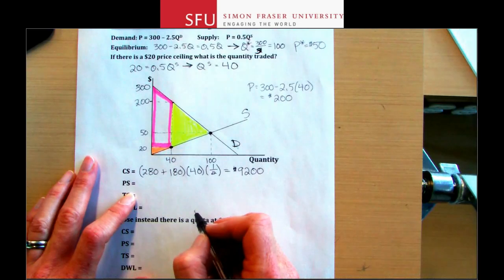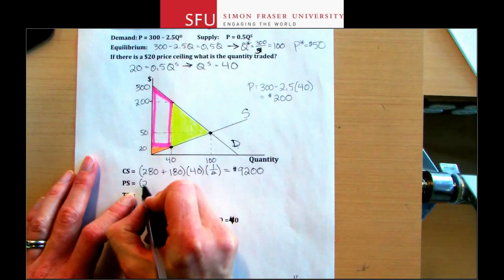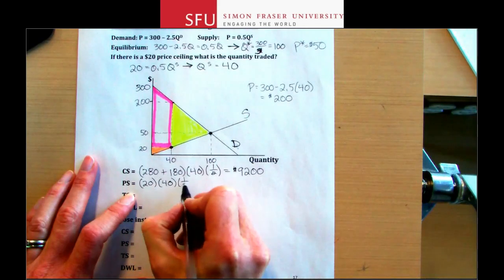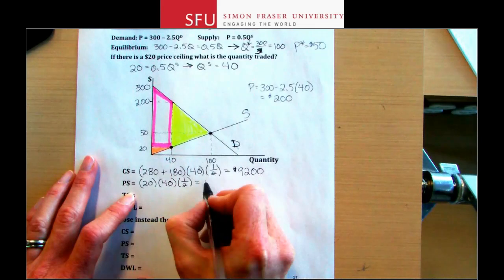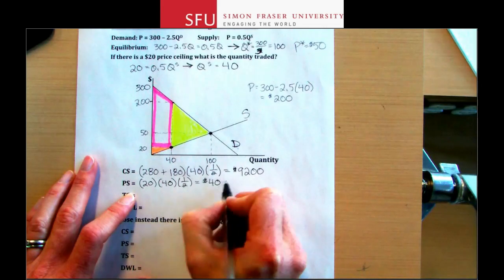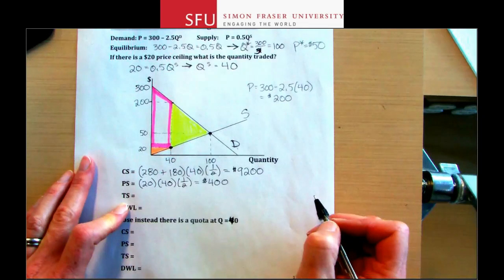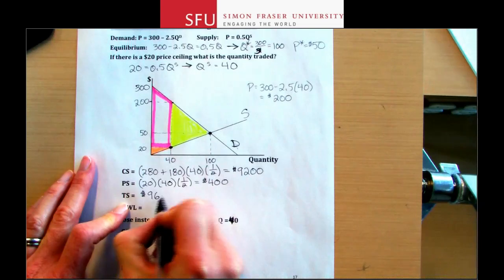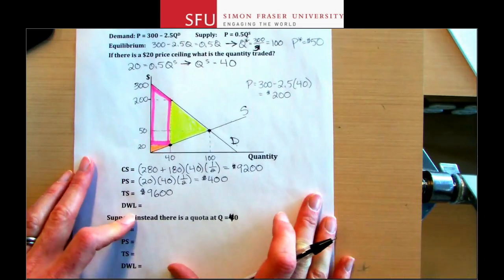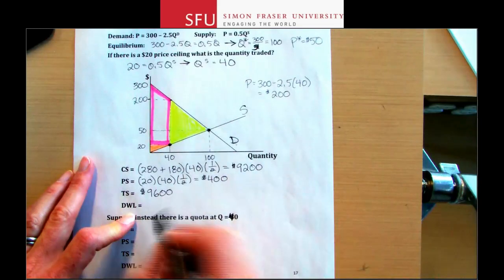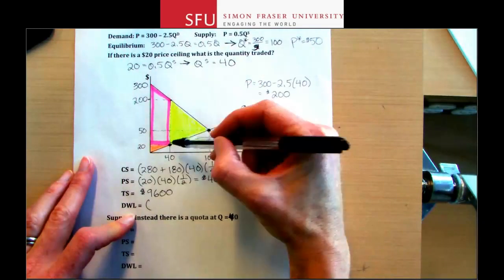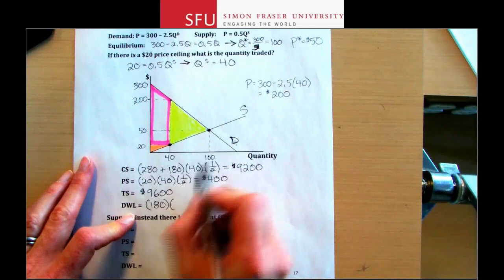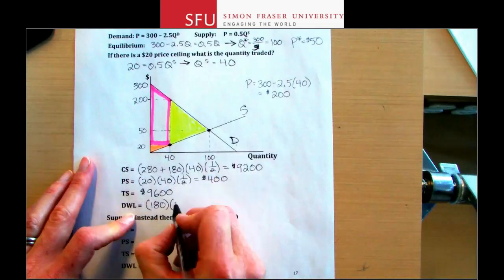Producer surplus, the little triangle shape, so height 20 times width times half. Okay, total surplus, just add them together. And then deadweight loss. So deadweight loss is a triangle. The height of the triangle, 200 minus 20, so 180. And then the width will be 60, right? 100 minus 40.